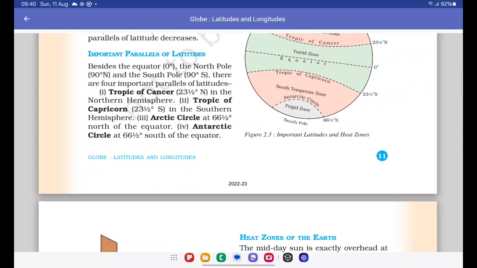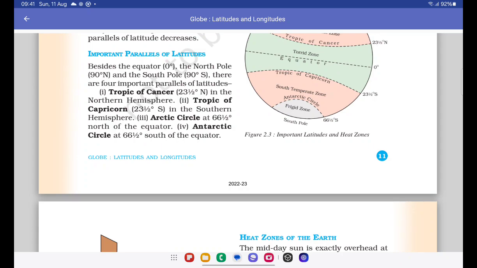Important parallels of latitude. You need to make notes of these and remember them completely exactly. Write down: Equator is equal to 0 degrees. Tropic of Cancer is equal to 23.5 degrees north. North is important. Then write down another one: Tropic of Capricorn is equal to 23.5 degrees south. Arctic Circle is equal to 66.5 degrees north. Antarctic Circle is equal to 66.5 degrees south. You need to remember these exactly with their angles.